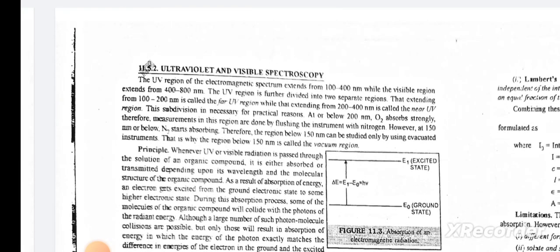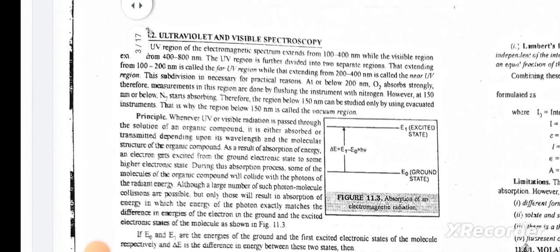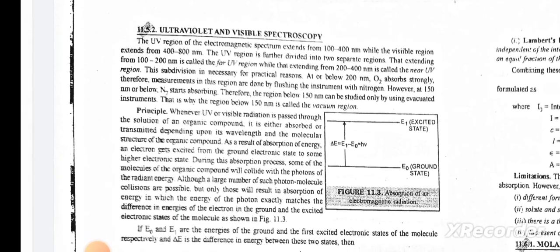Ultraviolet and visible spectroscopy. The UV region of the electromagnetic spectrum extends from 100 to 400 nanometer, while the visible region extends from 400 to 800 nanometer. The UV region is further divided into spectral regions: that extending from 100 to 200 nanometer is called the far UV region, while that extending from 200 to 400 is called the near UV region. The subdivision is necessary for practical reasons. At or below 200, O2 absorbs strongly and N2 starts absorbing. Therefore, the region below 150 can be studied only by using evacuated instruments. This is why the region below 150 nm is called the vacuum region.